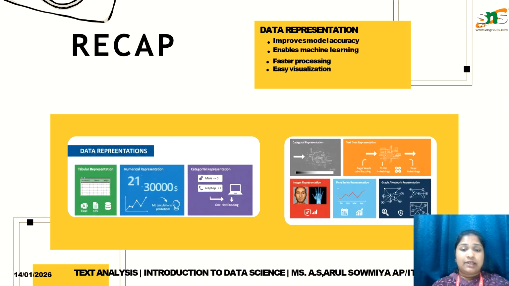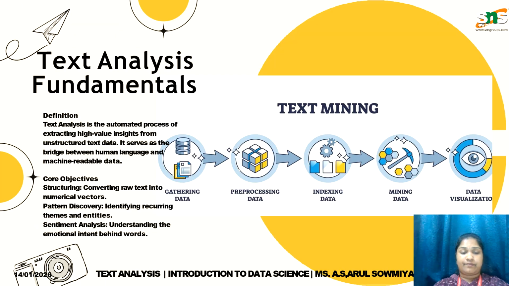So here is the recap. We have seen our before previous topic, data representation. Data representation usually improves the model accuracy and enables the machine learning process, and it gives faster processing and easy visualization. So text analysis fundamentals: here we are gathering the data, pre-processing the data, indexing the data, mining the data, and data visualization. The core objectives of text analysis are structuring, pattern discovery, and sentiment analysis.